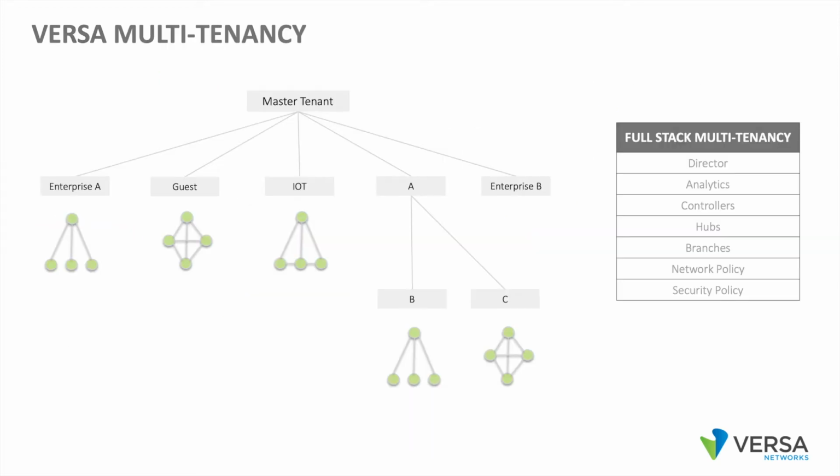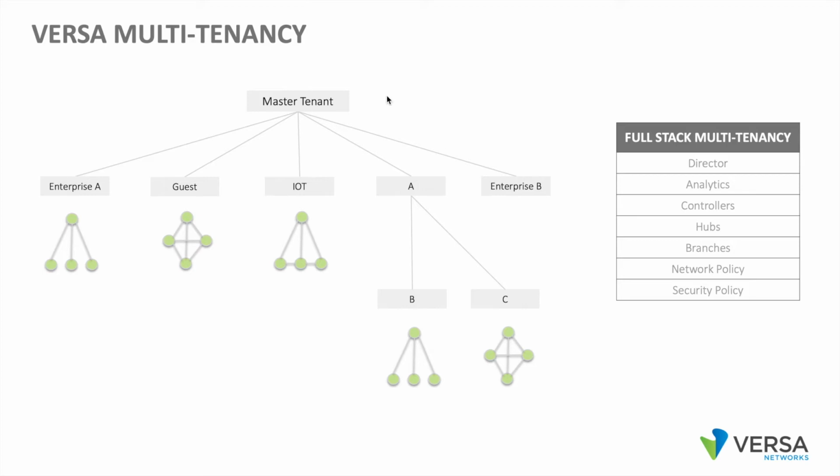So in terms of multi-tenancy, from the beginning, we built our solution to be completely multi-tenant. And one of our primary use cases is for service providers using Versa as a multi-tenant secure SD-WAN platform. So every element of the solution is multi-tenant. So Director, analytics, controllers, hubs, even the branch appliances can be multi-tenant, and also network policy, security policy.